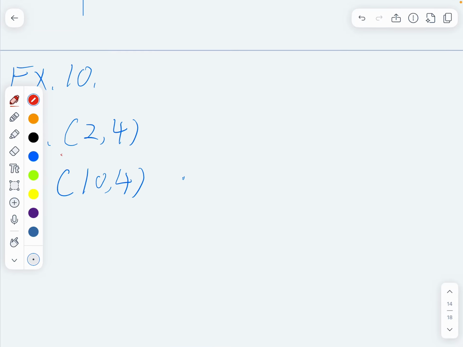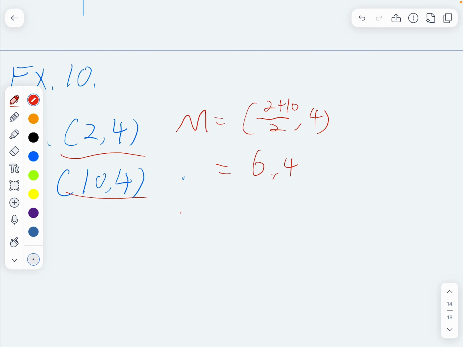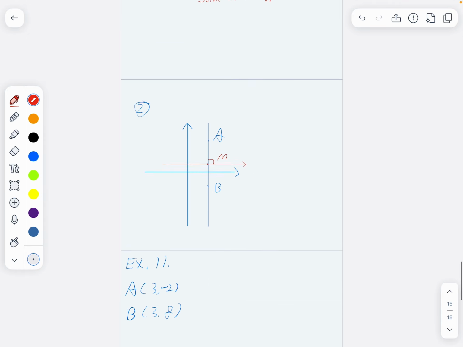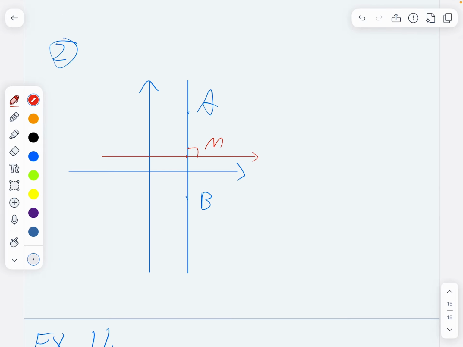For these two points A and B, M is (2 plus 10) over 2 and 4. So it's (6, 4). The perpendicular line is just x equals 6, because it's a vertical line through M, a constant function. Now if the line is a vertical line, it will be reversed: the x and the y are swapped.